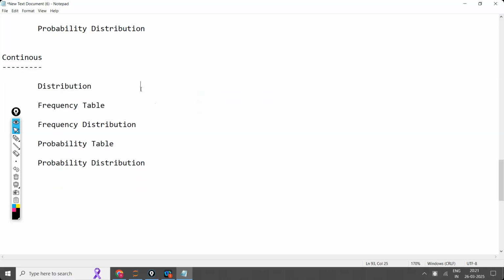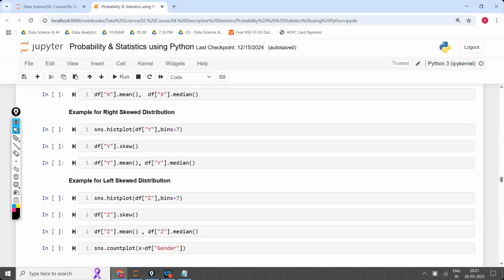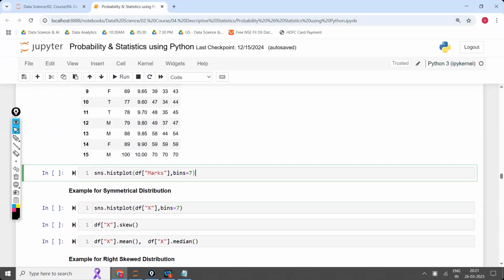For a continuous variable, what plot do you have to apply? Histogram. For a discrete variable, count plot. Right? So now see here, I'm going to take the distribution. Since it is continuous, I'm applying the histogram. Can you see here? sns.histplot on df of marks, and bins is equal to 7. Number of bins is equal to 7.